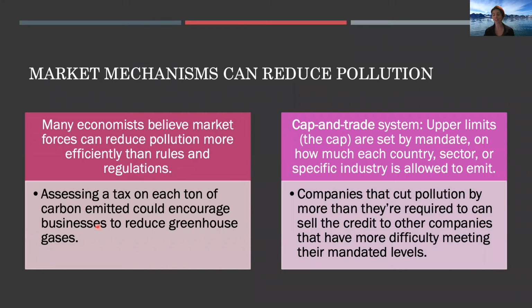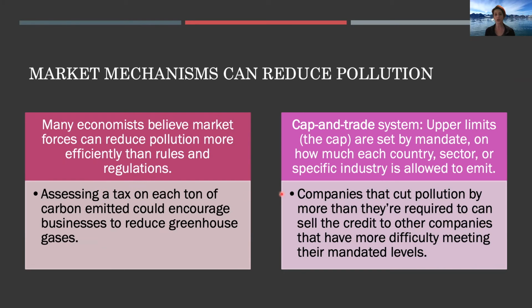Talking about market solutions that can help us reduce pollution. Many economists believe that market forces alone can reduce pollution more efficiently than harsh rules and regulations that come from Congress. They would approach this through assessing a tax on each ton of carbon emitted. In that way, you would, as a business, as an industry, be encouraged to reduce your greenhouse gases in order to avoid all of those hefty loans.